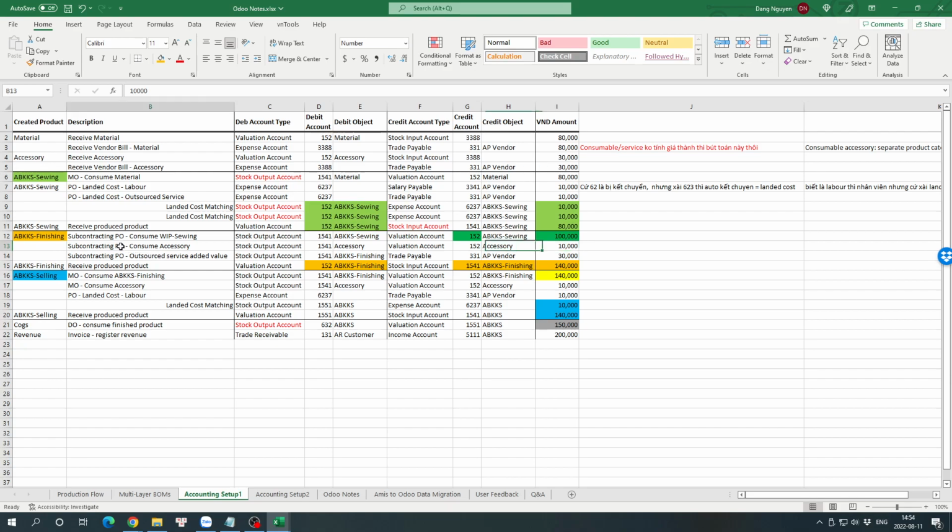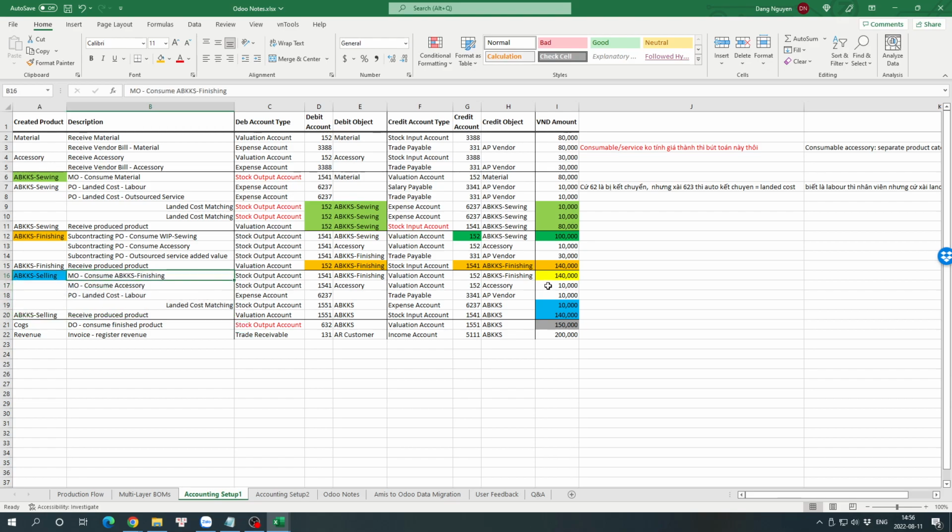Oh, so subcontracting, purchase order. So here you go. Stock output account of this accessory and this work in progress is the same. It's treated in the same way, so that you get 10,000 and 30,000 from accessory consumption and landed cost, to get 140,000. That same story goes for the last step, producing something that's ready for selling.